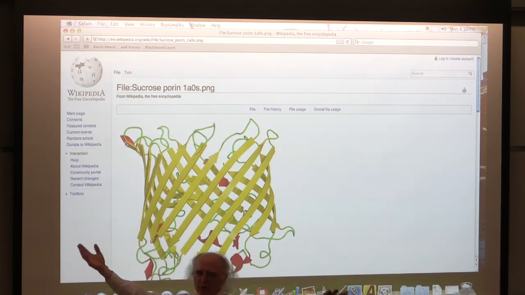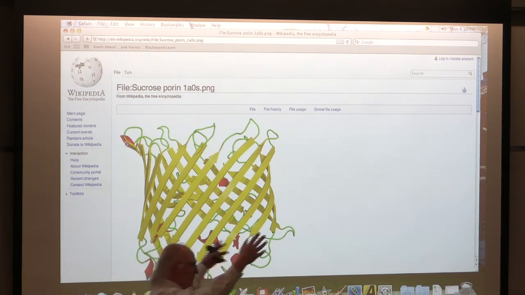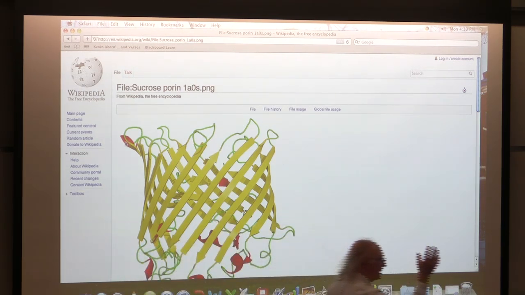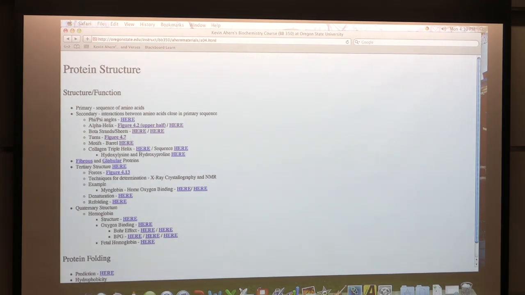The macro world structures that we see in terms of barrels or other structures are reflected in the nanoscopic world, or the molecular world of molecular biology. Okay.